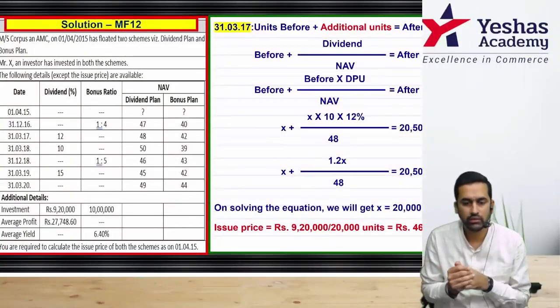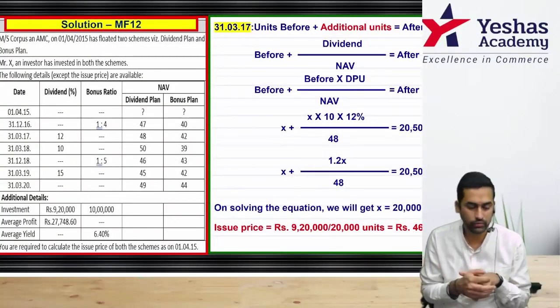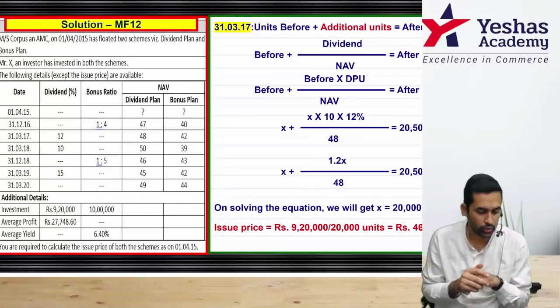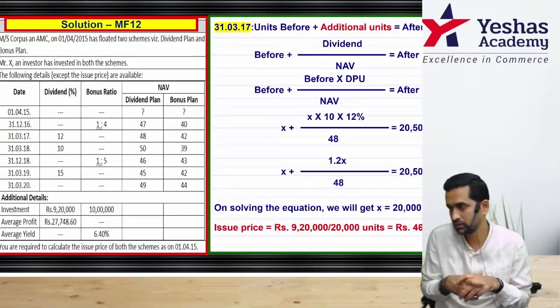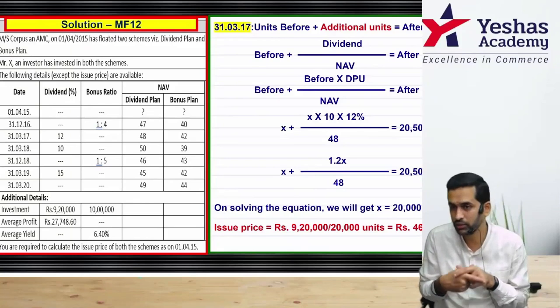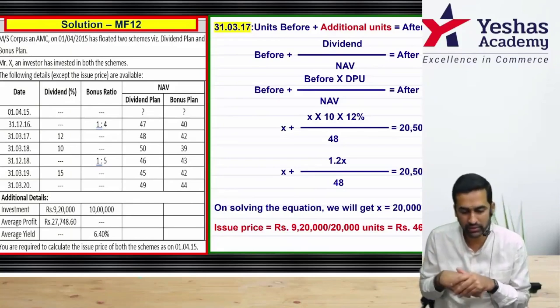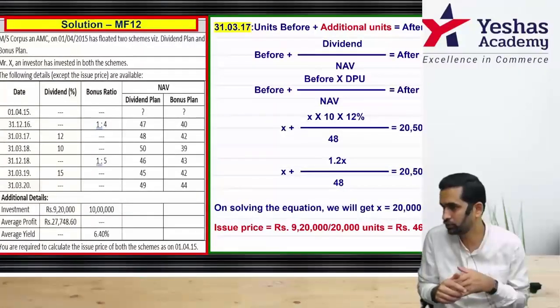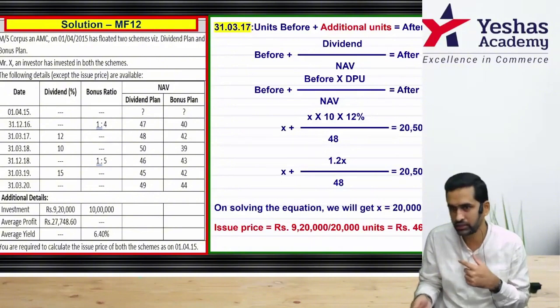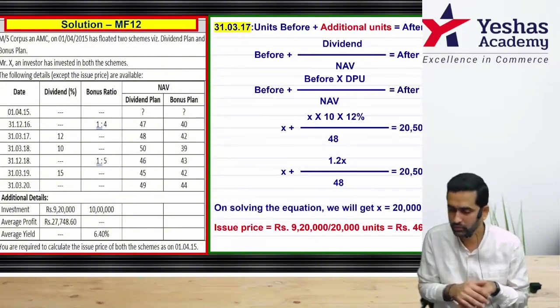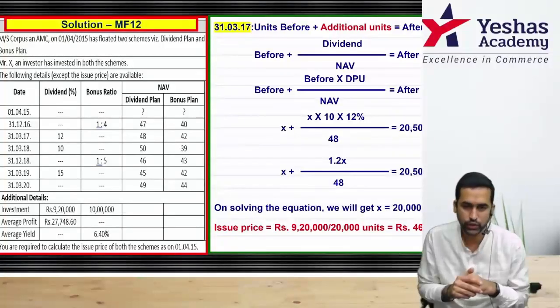Read last line of the question. They want you to find out not the number of units. They wanted the issue price, at what rate he bought these units. Do you know how much he invested? 9,20,000. You also know now how many units he had purchased. So this by this will give you the rate at which he purchased. So last line, issue price.